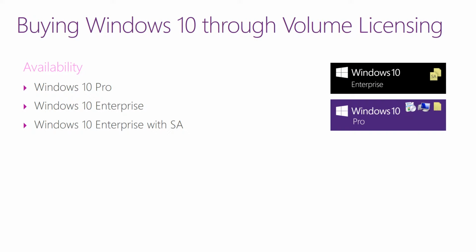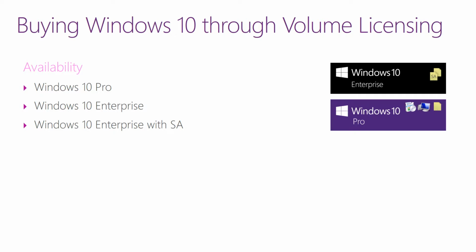Let's drill into a little bit more detail regarding purchasing Windows 10 through the volume licensing programs. And as a reminder, we've said that customers can acquire both the Pro or Enterprise editions. And what we see here is that if they buy the Enterprise edition, then they can choose to add software assurance at the time of purchase. Now, more on software assurance in a moment.